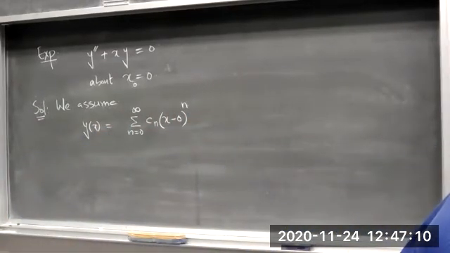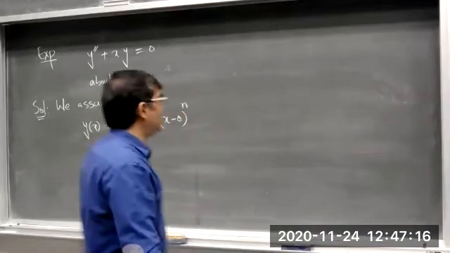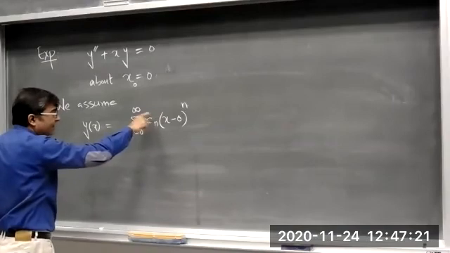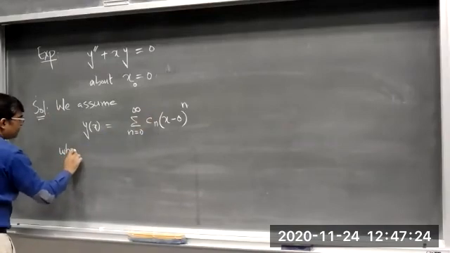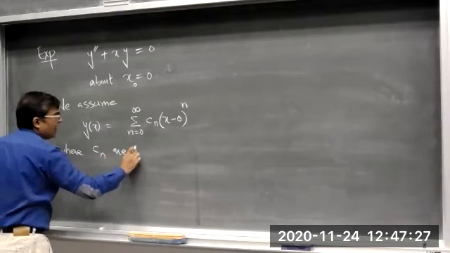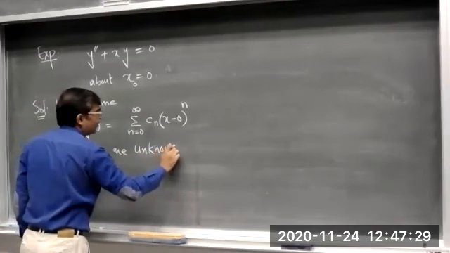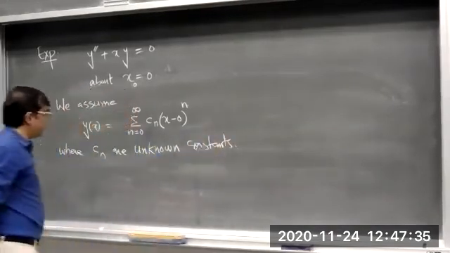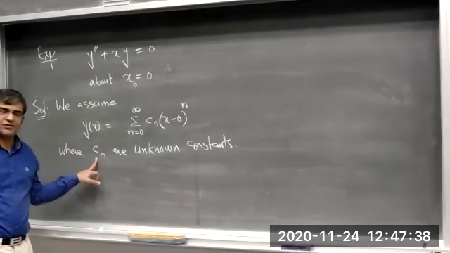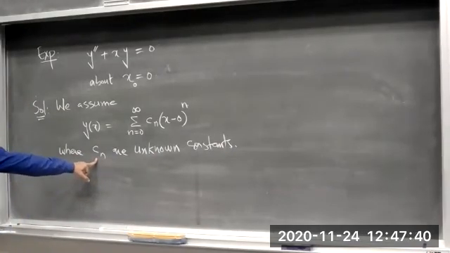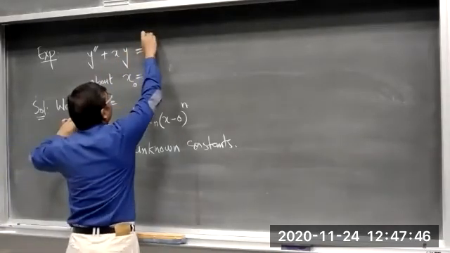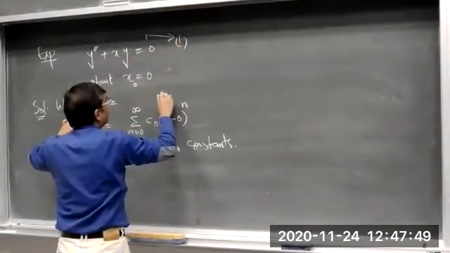In fact, in this method, we assume the solution is of this form, and by inserting this power series into the differential equation, we try to find these unknown constants, cn. The purpose here is to find the values of these constants. In order to find them, we put this series in this differential equation. For example, we call it 1 and we call it 2.